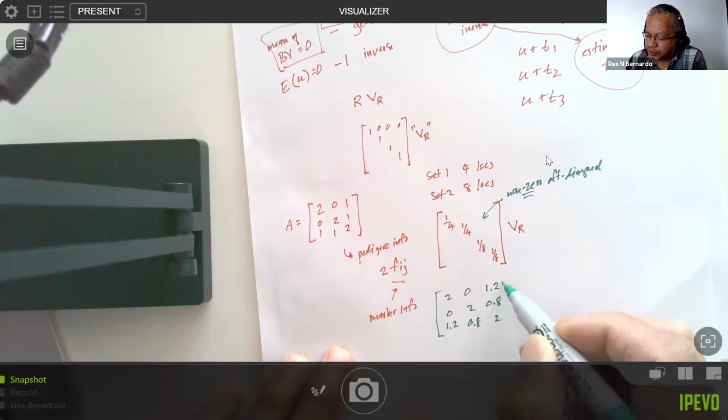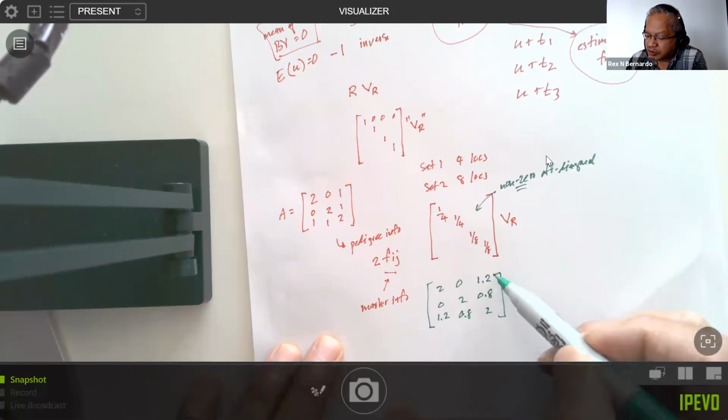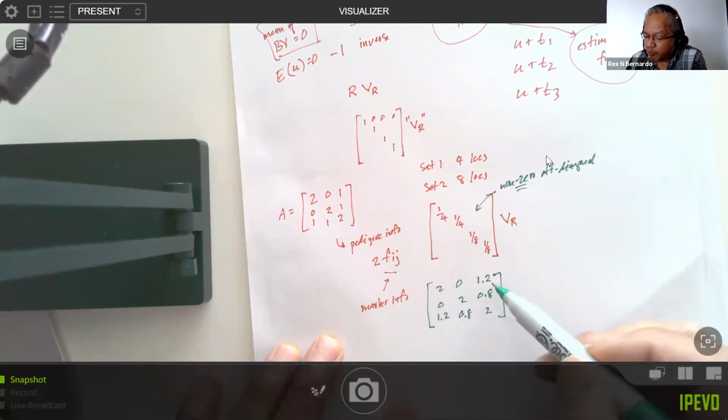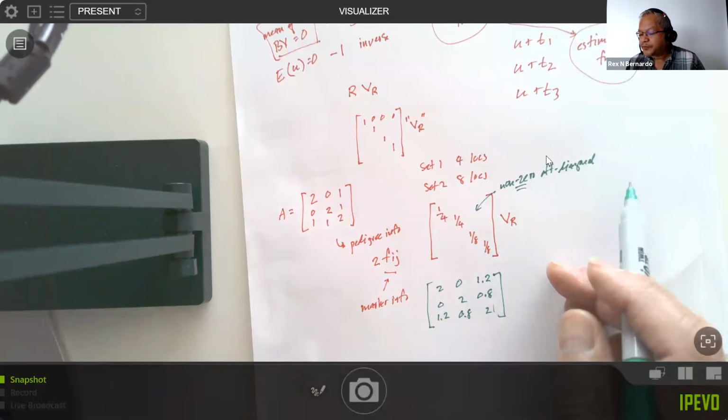And why 1.2 and 0.8? This means to say that each parent did not have an equal contribution to inbred 3. Based on marker data, we're saying that parent 1 actually had a greater contribution to inbred 3 than did parent 2, and that's why it's not equal for these two.